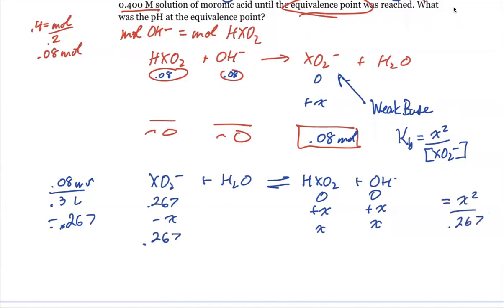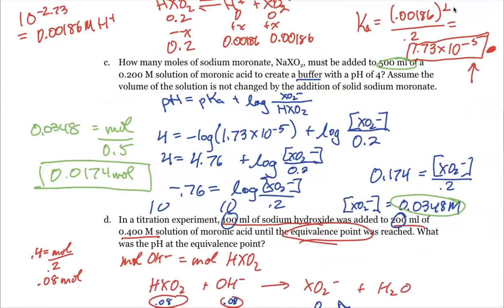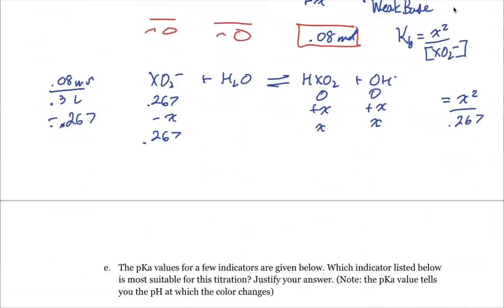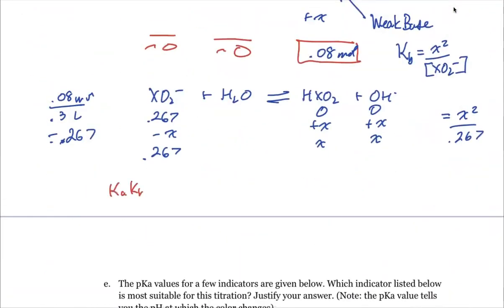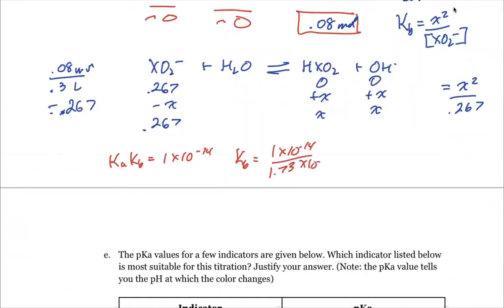Now I need to find the KB for this base. Earlier, I found Ka for the weak acid. So I'm going to do Ka times Kb equals Kw, or Kb will equal Kw divided by the Ka, which is 1.73 times 10 to the negative fifth. So 1 times 10 to the negative 14th divided by 1.73 times 10 to the negative fifth gives me 5.8 times 10 to the negative 10th.